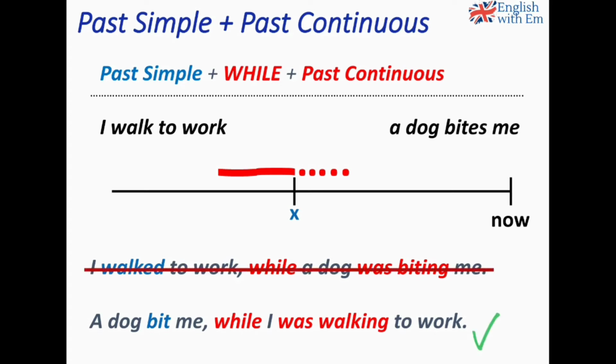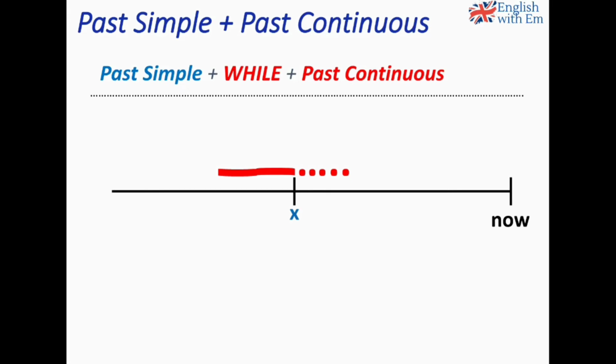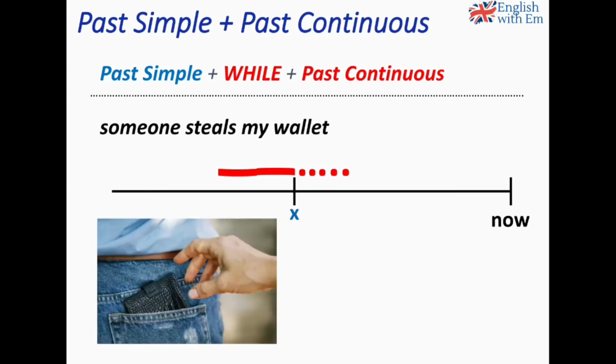That's right. A dog bit me while I was walking to work. Walking to work is the longer action, and the dog bite is a short, sudden action. Let's have one more example here.